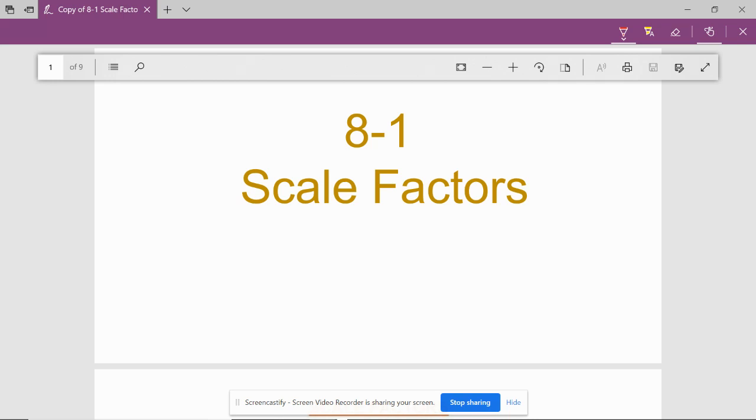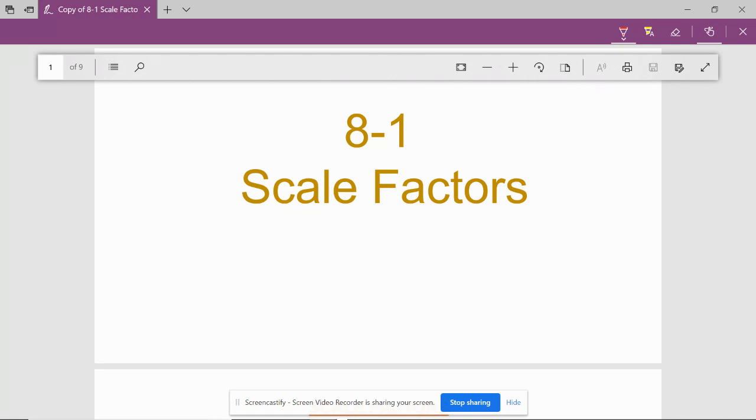Hey everybody, today we're talking about assignment 8-1, scale factors. This is our second one for the week. We're building on what we did yesterday with scale drawings.